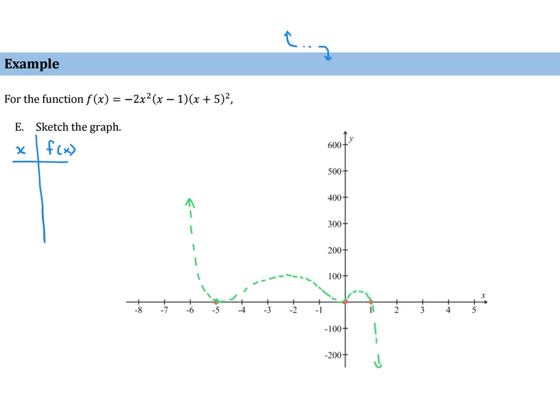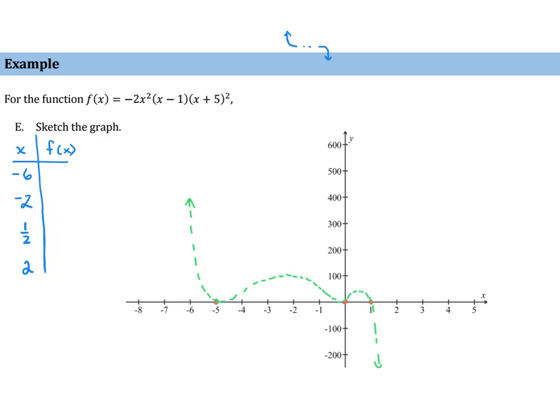So if we go beyond our negative 5, we could choose negative 6. Between negative 5 and 0, we could choose negative 2. It doesn't matter as long as it's between negative 5 and 0. And then between 0 and 1, we can choose another value, say 1/2. And then to the right of 1, we could choose 2. And then we merely substitute these x values into our original function. So go ahead and determine the y values for each of these.